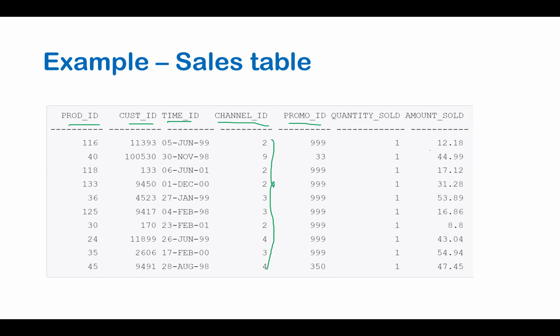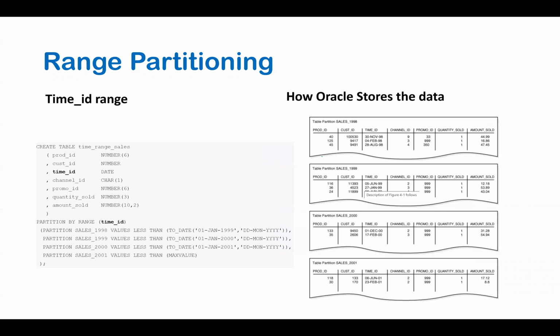And quantity sold, amount sold and all, these are all the data we will store. If you see here, I'm creating the range partitioning, time ID as the range. How can I create it? Normally you will create the table name, mention all the columns, and close it. Normally this is what you will open and close, right? We will put a semicolon here.